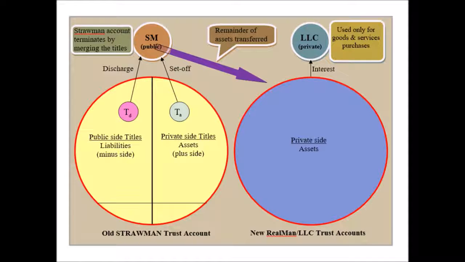So if I fell into the trap and used those titles to the debt as money, I never did collapse the trust. I never did terminate the trust. The trust still exists. But if I move both the titles to the debt into the strawman and the titles to the assets, the strawman account terminates. The trust purpose has been fulfilled. There is no trust.